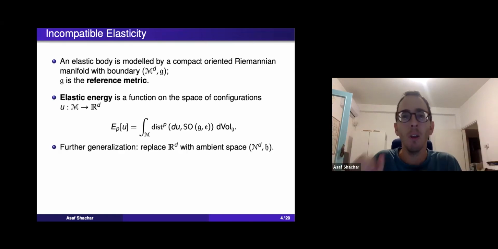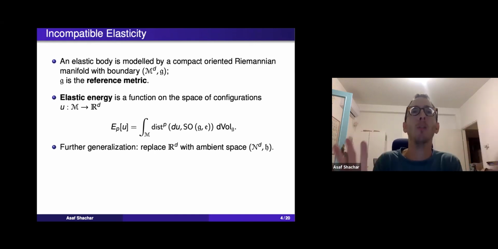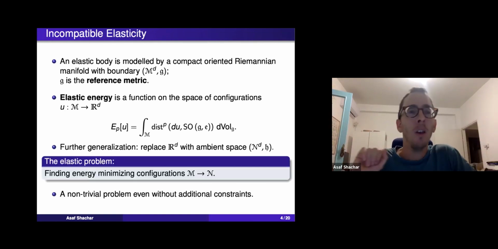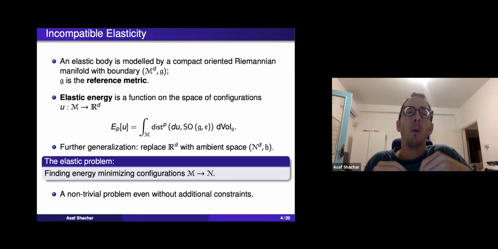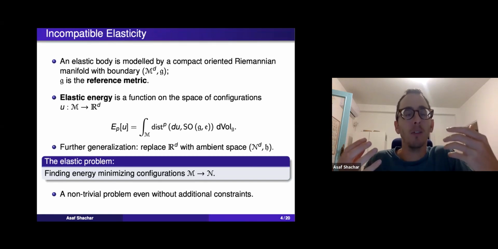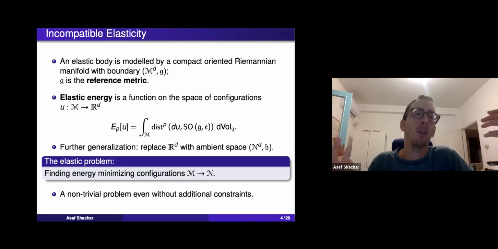And one can generalize this setting even further and replace R^D with another ambient, a D-dimensional Riemannian manifold, which does not have to be Euclidean space. So you can embed one curved space in another curved space, essentially. And now the elastic problem is finding energy-minimizing configurations, as before, from M to N. But now, even when we do not put any additional constraints, we can get a non-trivial problem.